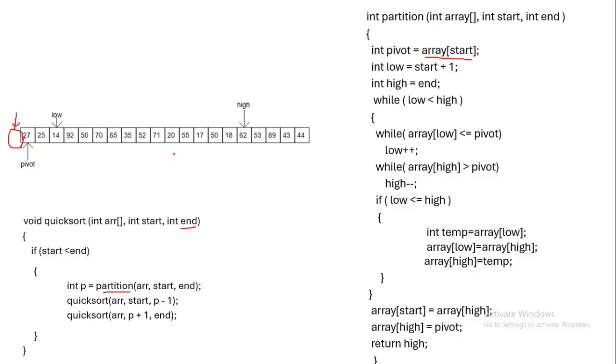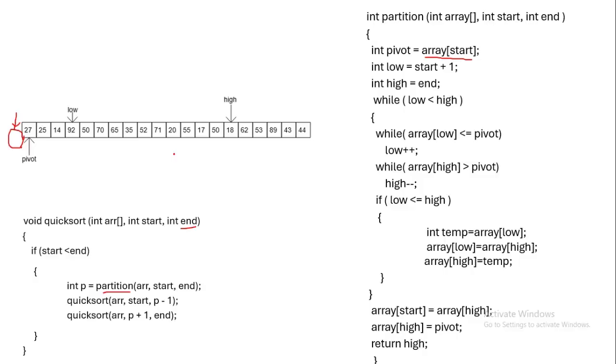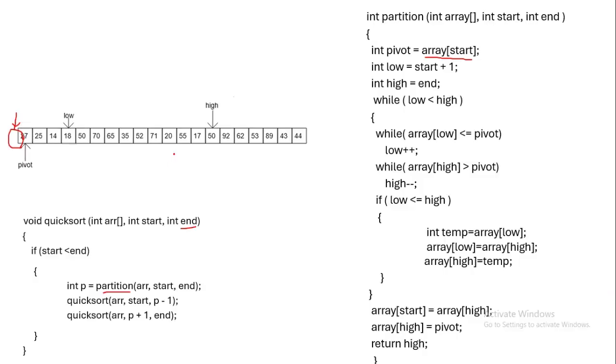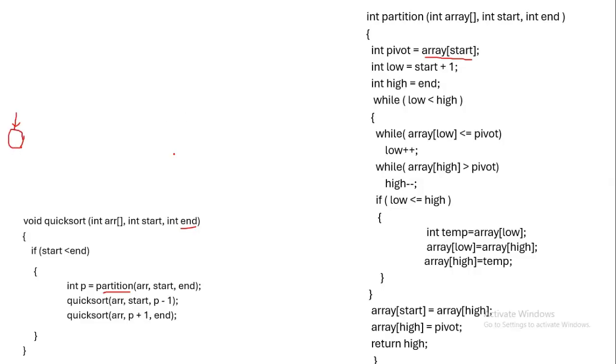Now control will come to the low part. The low pointer is incremented, 92 is greater, so it stops and control goes to the high side. Now it compares 62 with 27, greater, so high is decremented, 18 is less, so now 92 and 18 are getting swapped. In this way this loop continues until high and low cross each other. So after some iterations, high and low cross each other.